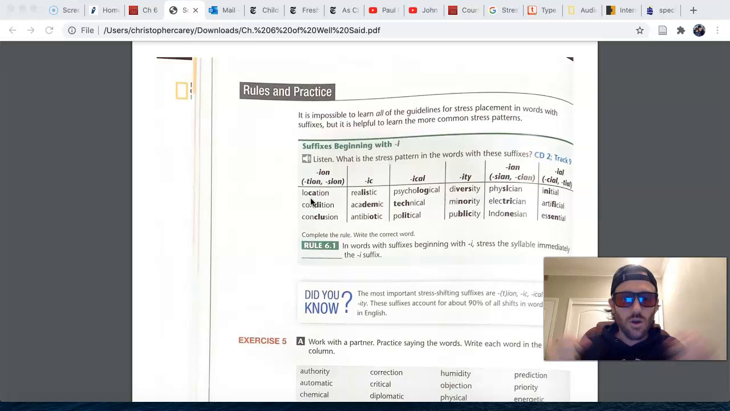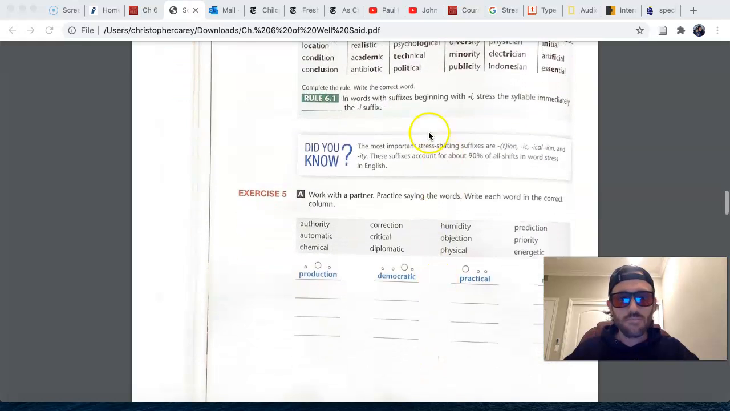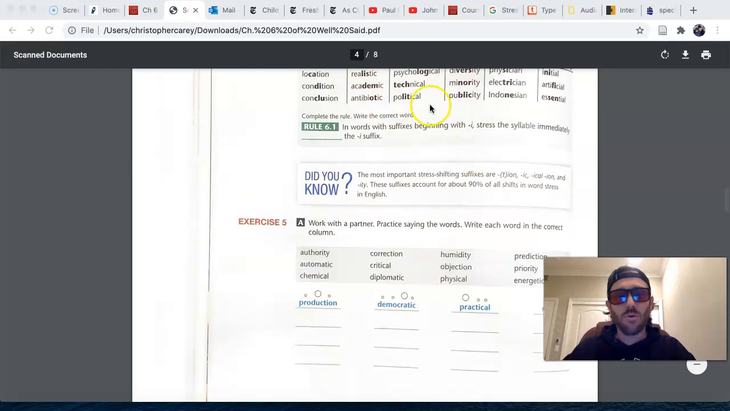So, exercise 5. Let's take a look at this one. This is a big one. And then again, just to summarize, 90% of all the shifts that take place when we add suffixes are accounted for in these suffixes. So you can take this rule to the bank, and hopefully that'll help you a lot in your ability to recognize and acquire new vocabulary, academic, scientific, technical vocabulary, such as these in exercise 5.